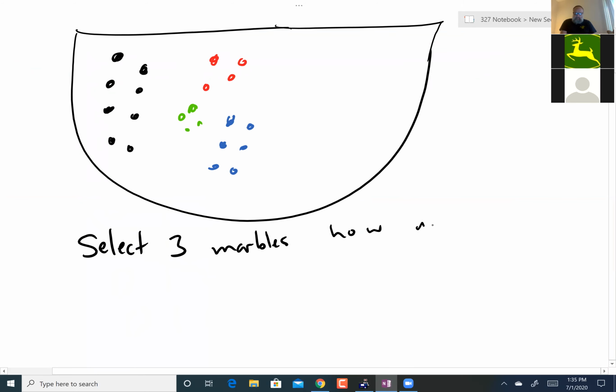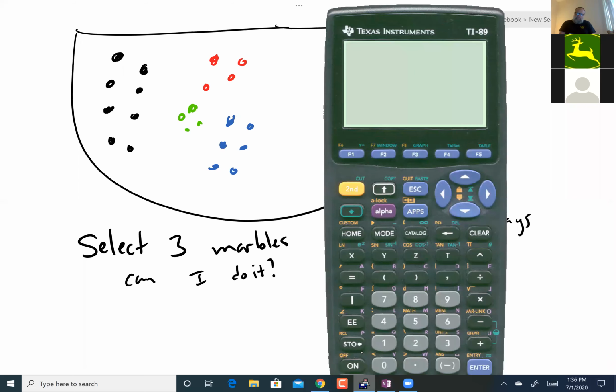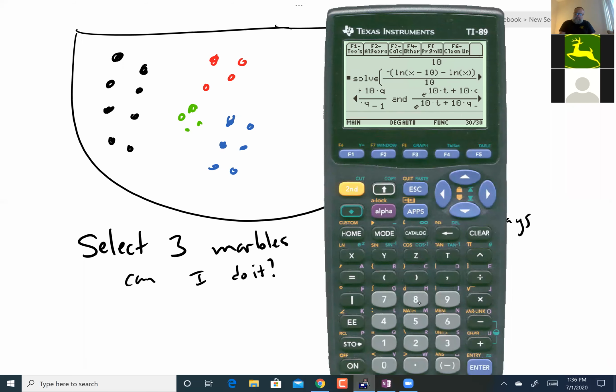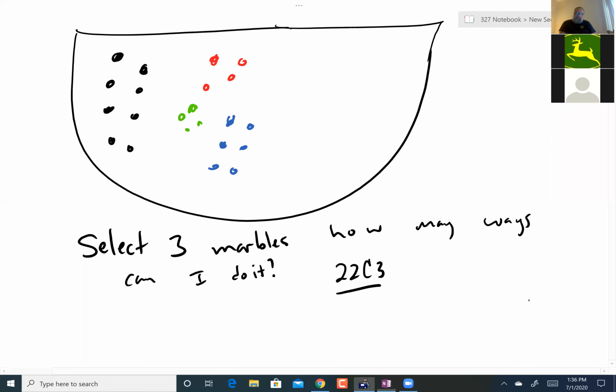How many ways can I do it? Okay, so there are a total of 8, 12, 16, 22 total marbles. 22 choose 3 is how many ways I can pull that off. So in this calculator, it is math, then number 5, 7, 22, comma 3. There's 1,540 ways to pull that off. Okay, that'll be my denominator.